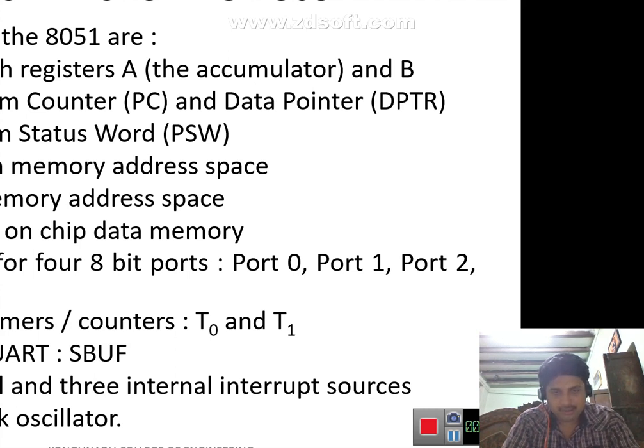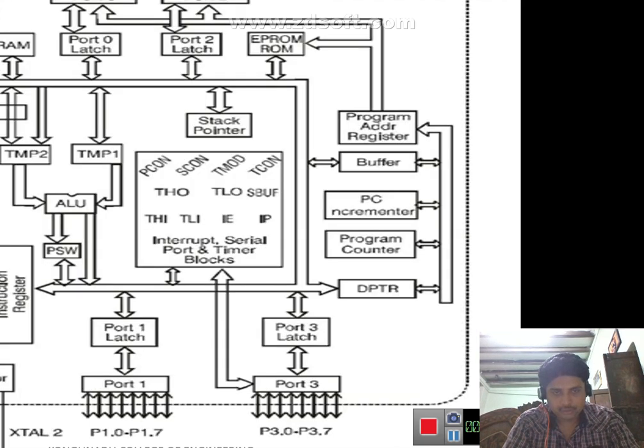Okay, and also it has counters, that is two types of counter, T0 and T1, and it has buffering, that is full duplex and half duplex, and a clock oscillator is provided in the signal. So these are the basic features of 8051. So this is the architectural diagram, already discussed.